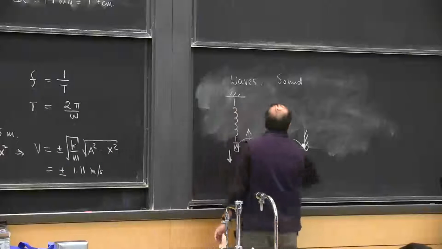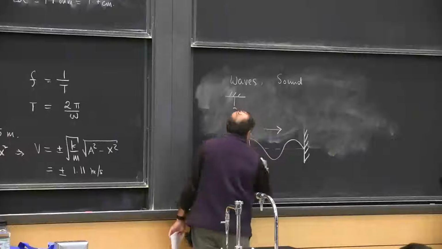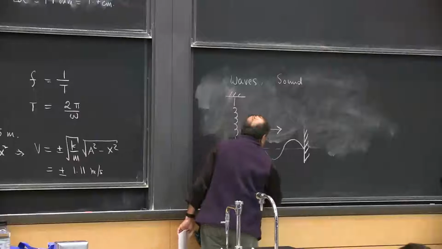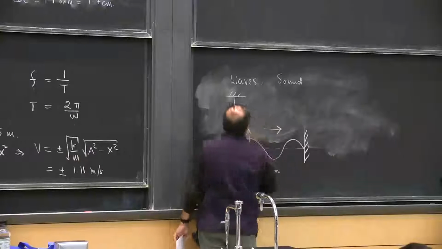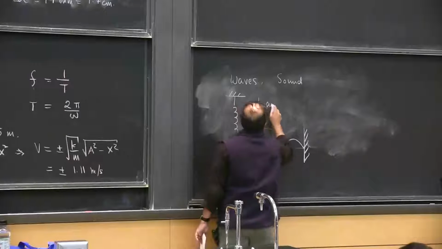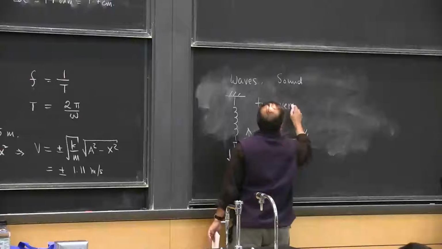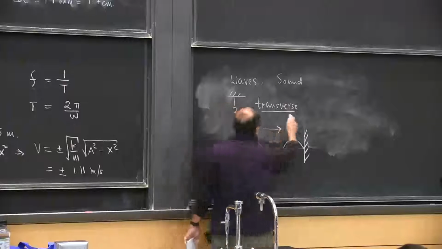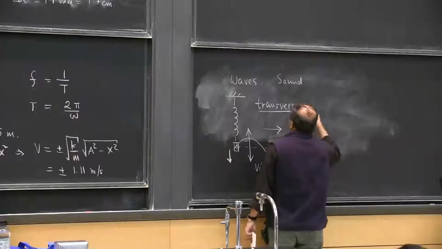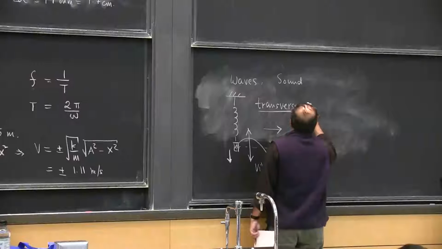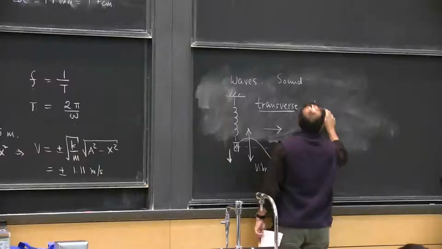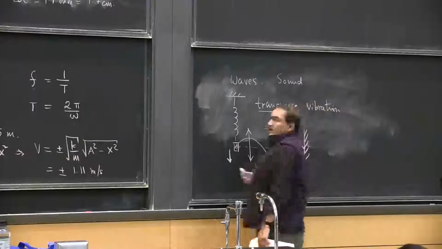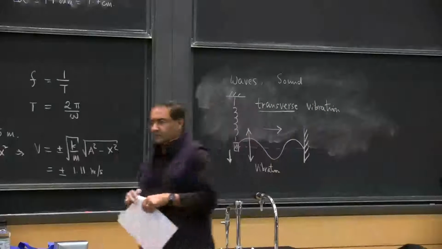So in this case, sound propagation would be rightward, vibration direction would be vertical, and that's an example of a transverse wave. Transverse coming from the vibration direction and the propagation of the wave direction being perpendicular to each other. This is a rather boring example of transverse vibration.